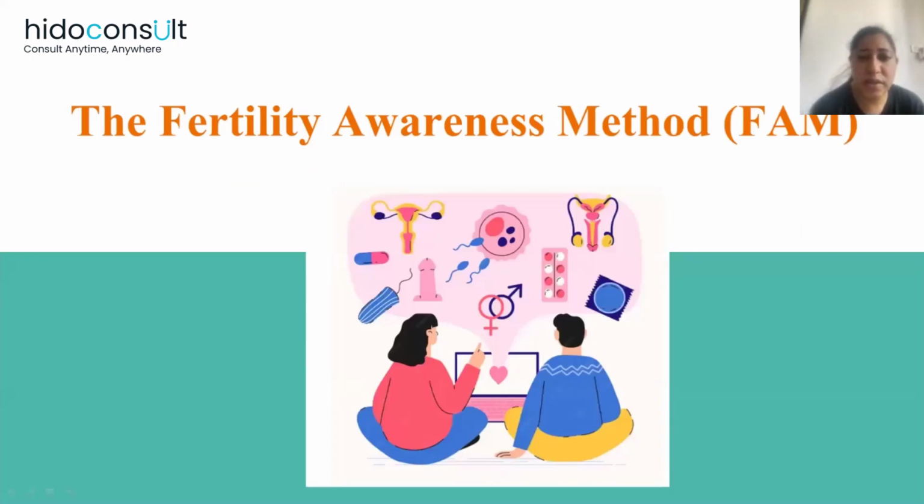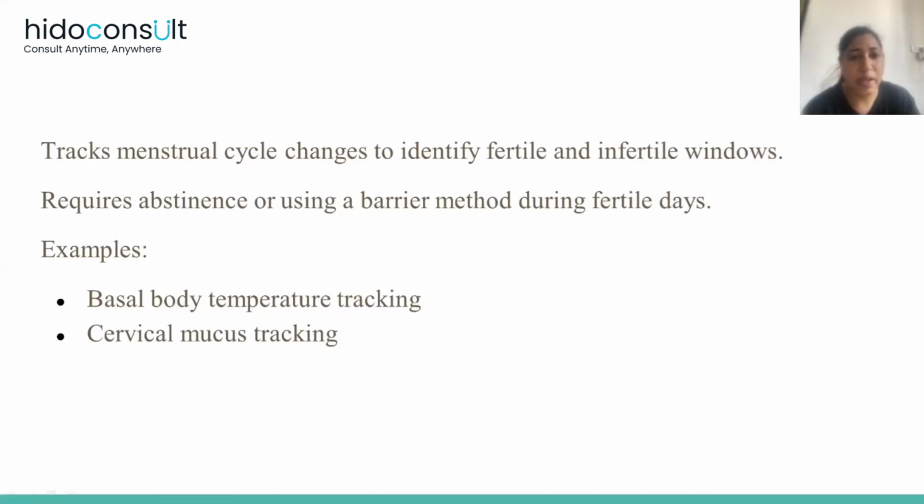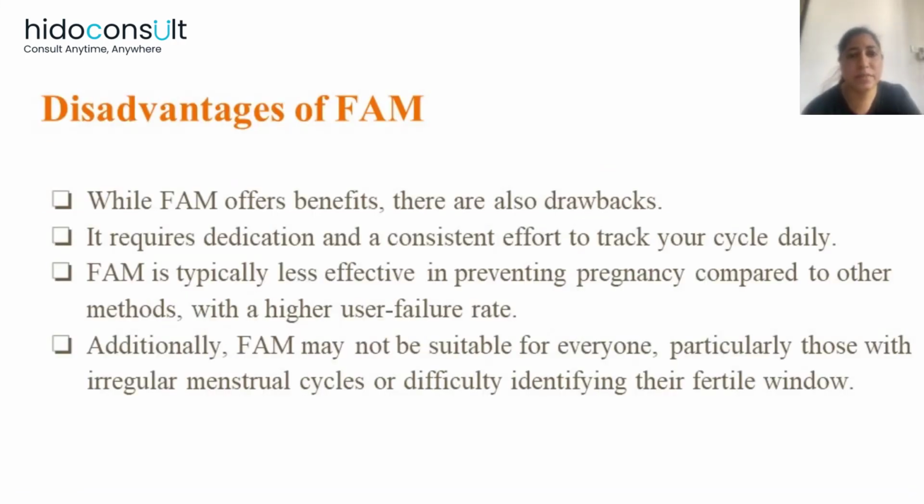Now, there is also something called the fertility awareness method, that is FAM. In this, what we do is track our menstrual cycle changes to identify fertile and non-fertile windows. This requires abstinence or using a barrier method during the fertile days. For example, basal body temperature tracking and cervical mucus tracking.